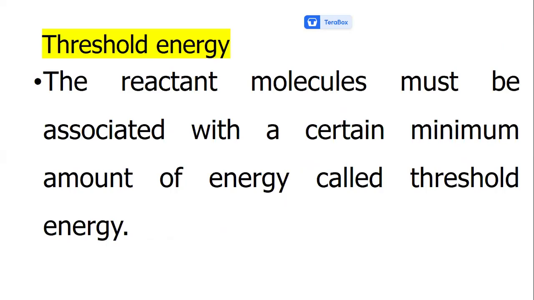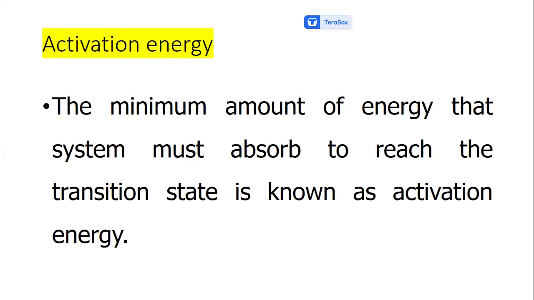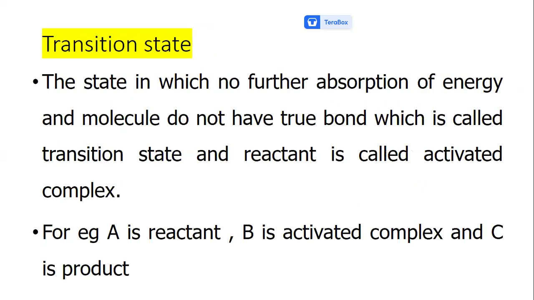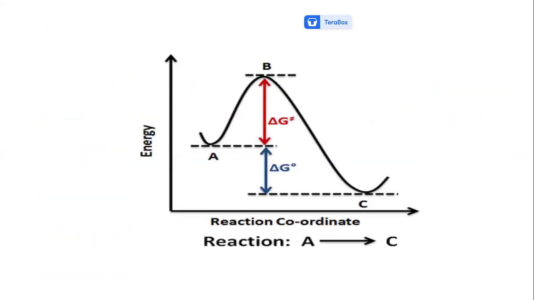Threshold energy: the reactant molecules must be associated with a certain minimum amount of energy called threshold energy. Activation energy: the minimum amount of energy that the system must absorb to reach the transition state is known as activation energy. Transition state: the state in which there is no further absorption of energy and molecules do not have true bonds, which is called the transition state, and the species is called the activated complex. For example, A is the reactant, B is the activated complex and C is the product.